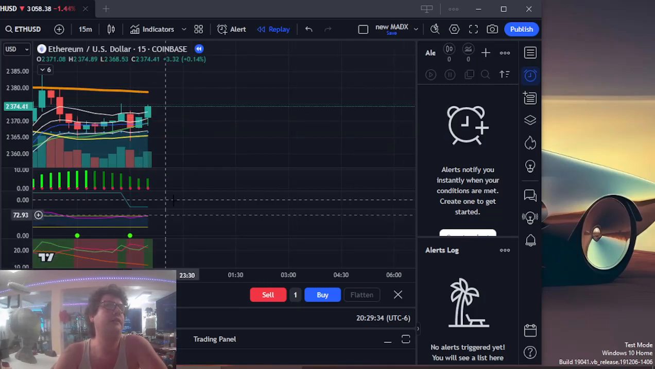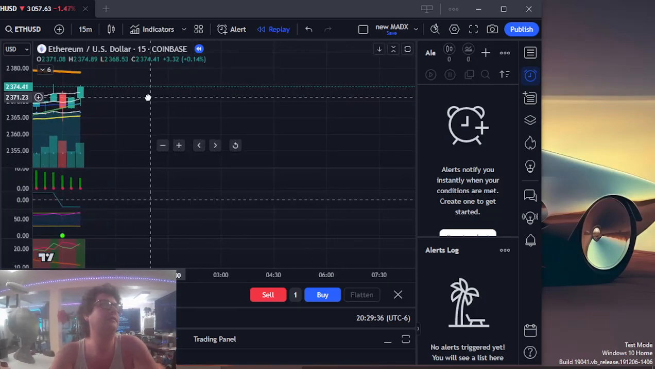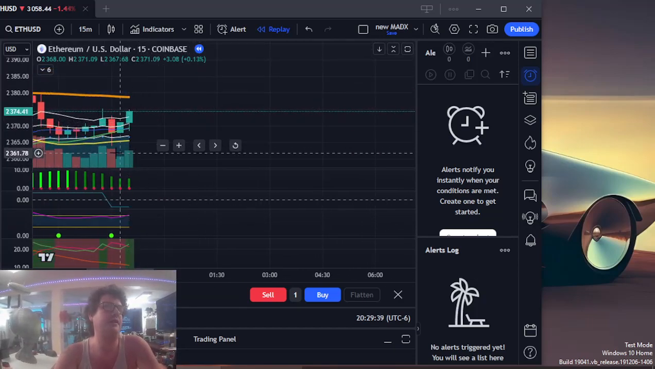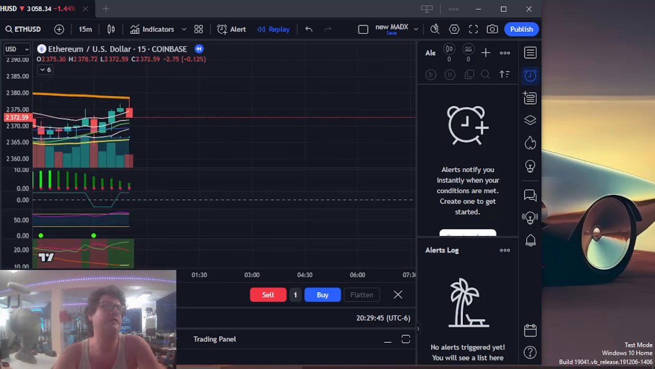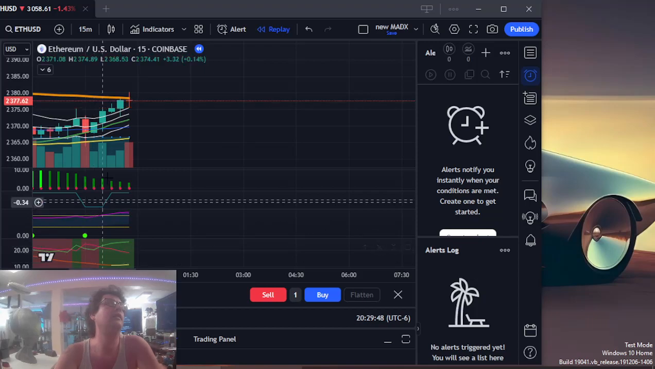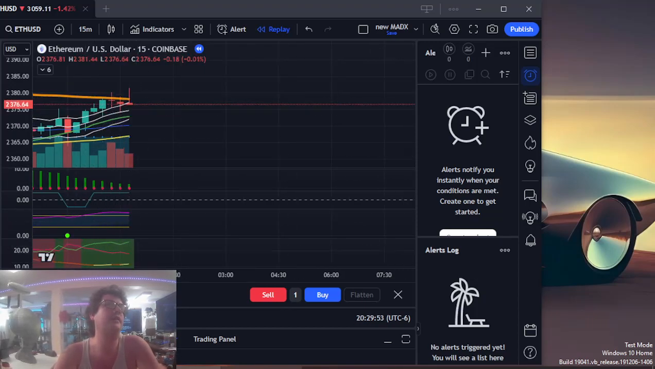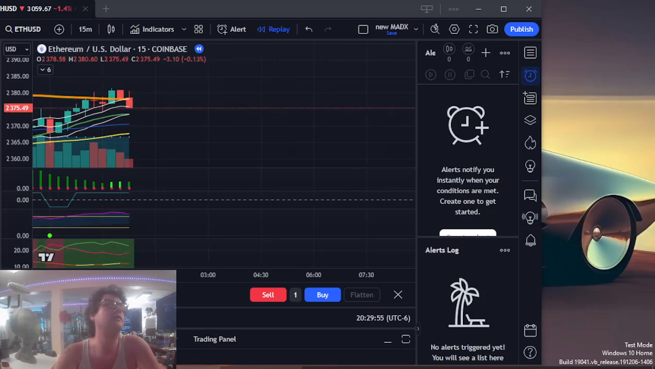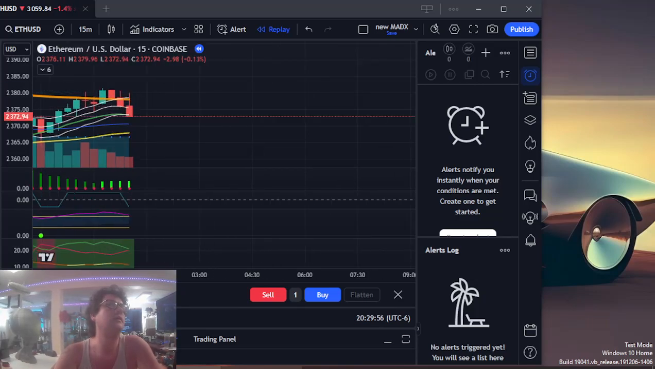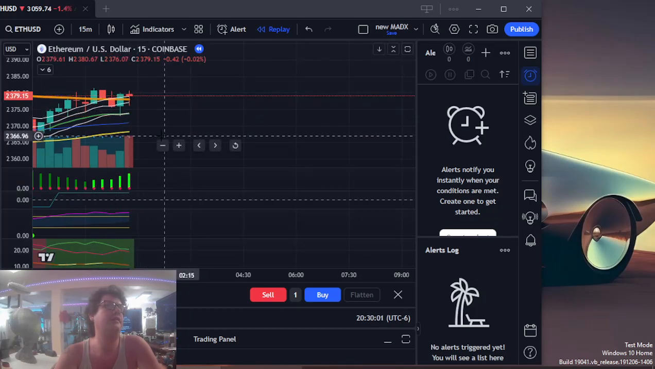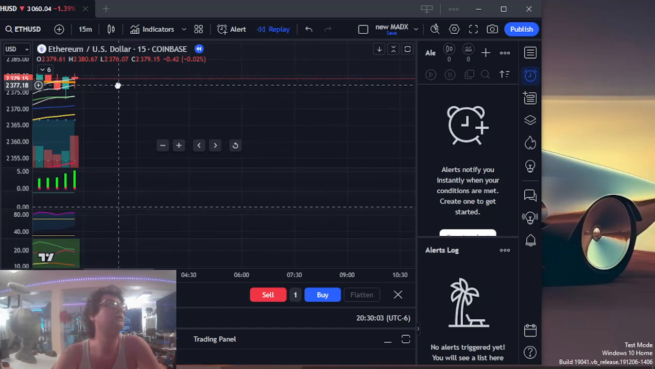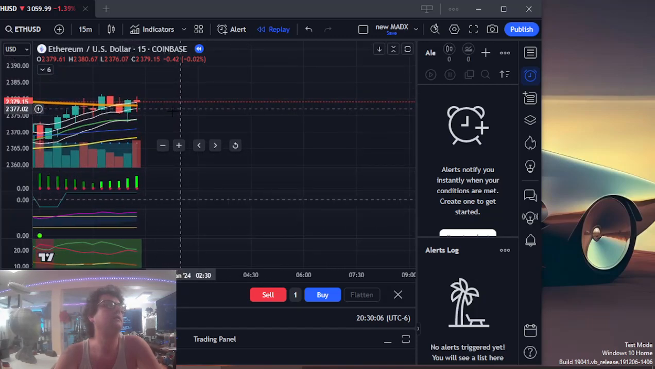Let's see here. Alright, this could be something. Actually no, volume. These three are looking okay, but yeah, the other stuff, not so much. This could have been a thing, except there was the moving average in the way. It's got a lot of ranging energy going on. Yup.